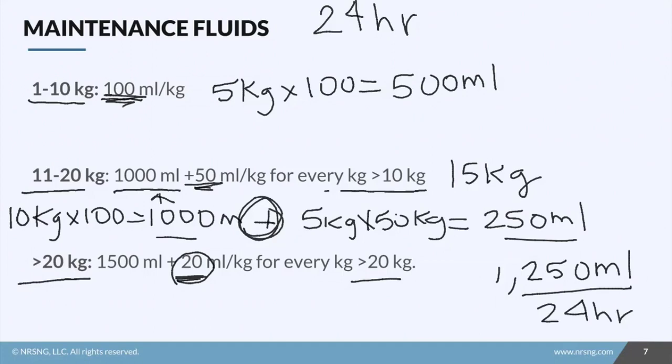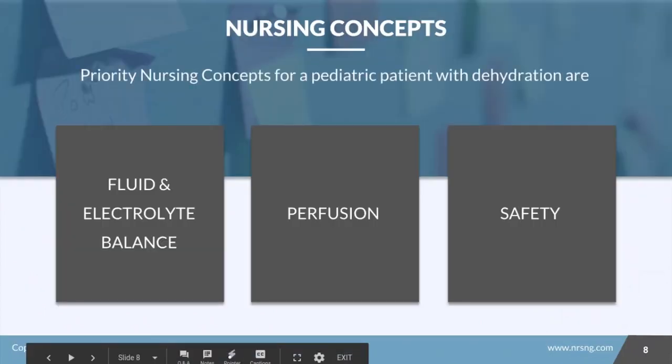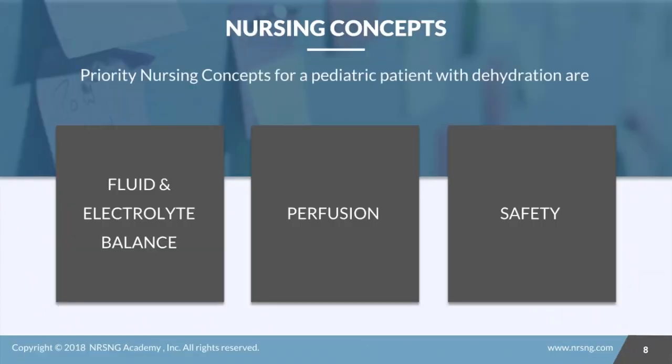So I totally get that this is a little bit of a bizarre formula, but I promise if you practice it a couple of times and take a look at our cheat sheet, you will totally get it. Your priority nursing concepts when you're caring for a pediatric patient who is dehydrated are going to be fluid and electrolyte balances, perfusion, and safety.